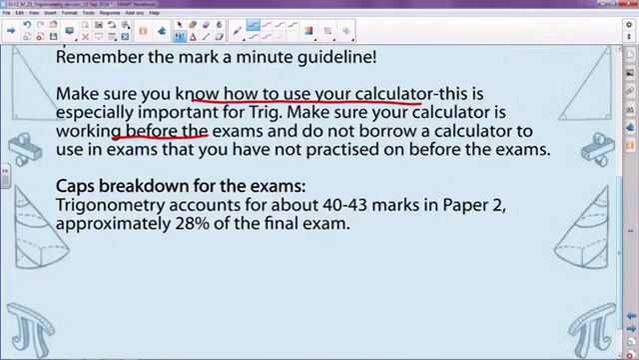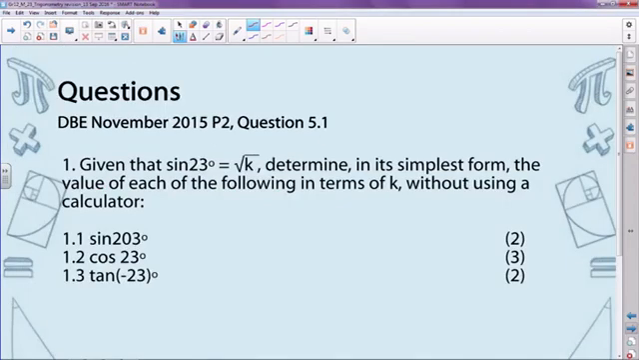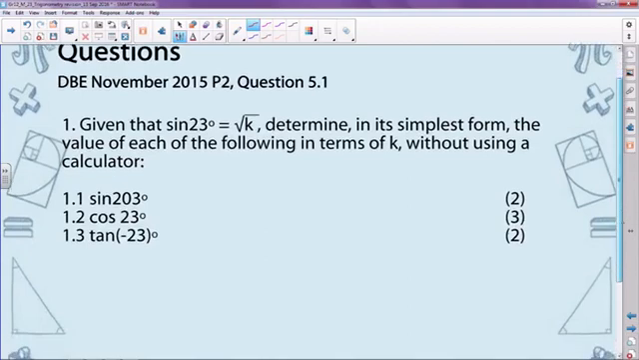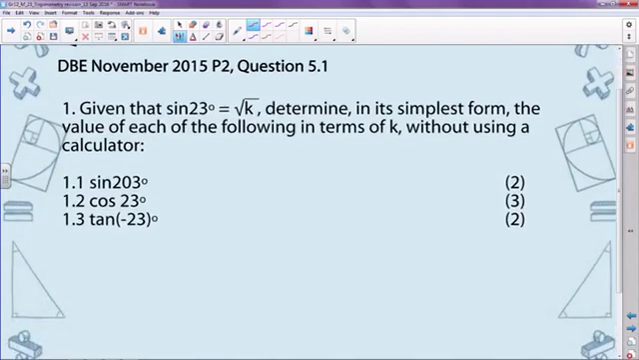The CAPS breakdown for the exam: trigonometry accounts for about 43 marks in paper 2, and that's about 28% of the final exam. That's quite a lot of marks, and it is a section that you can do very well in by practicing through past papers, as I've said before. Talking about past papers, our first question for today comes from the DBE November 2015 maths paper 2.